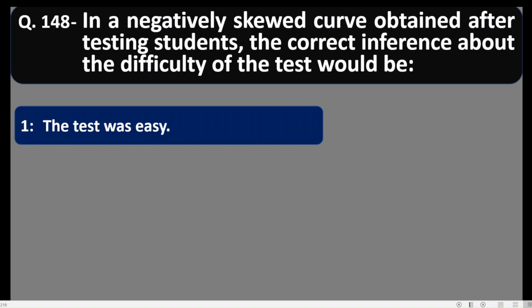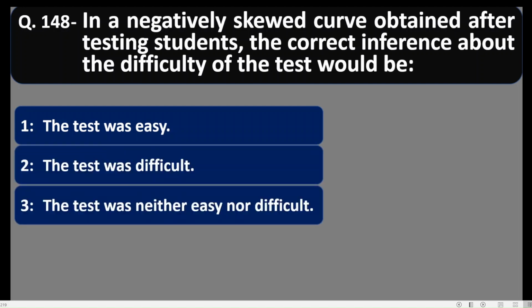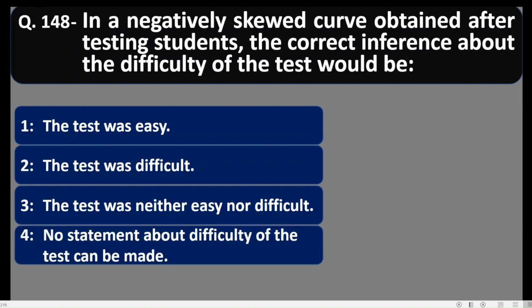Question number 148. In a negatively skewed curve obtained after testing students, the correct inference about the difficulty of the test would be. The question is, if the test is administered and on the basis of the data obtained by administering the test, if the curve is made and it is found having negative skewness, then what can be said about the test? Let us see the options. The test was easy. Number 2, the test was difficult. Number 3, the test was neither easy nor difficult. Number 4, no statement about difficulty of the test can be made.